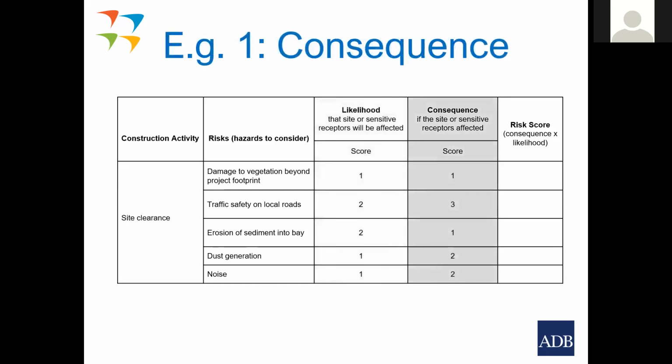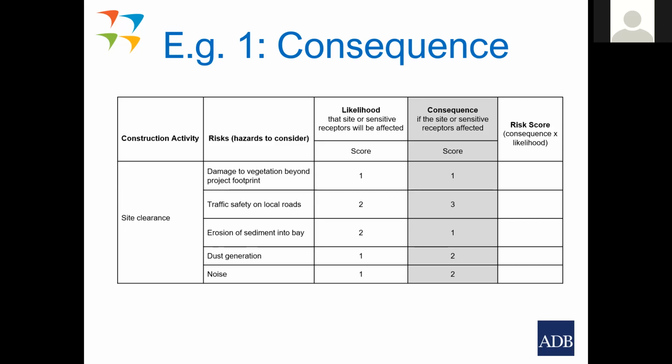And then moving on to consequence in the same way, assign a value. Damage to vegetation beyond the project footprint. What would be the consequence of that? Well, in this particular case, there's very little vegetation around anyway, so it would be minor or nil. Traffic safety on local roads. Well, it's unlikely, but if there was indeed an accident, well, that's major. So you'd give it a 3.